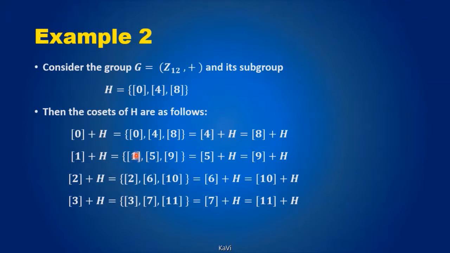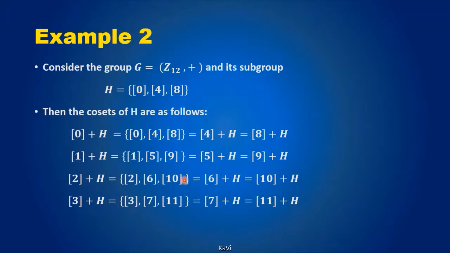A plus H and B plus H will be equal when A and B belong to the same left coset of H. Similarly, you can find that all these elements when added with H, that is the left cosets 6 plus H and 10 plus H are equal, 7 plus H and 11 plus H are equal to 3 plus H. So you may note that there are 12 elements in Z12 and the whole set Z12 is partitioned into 4 left cosets of H.